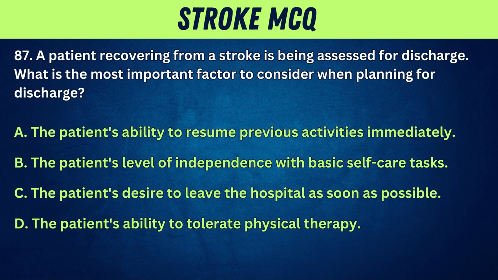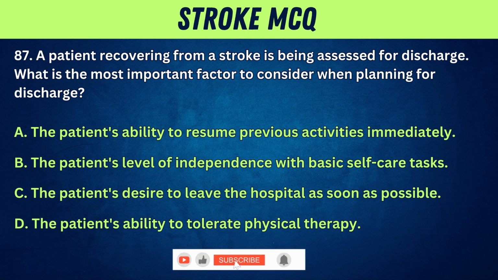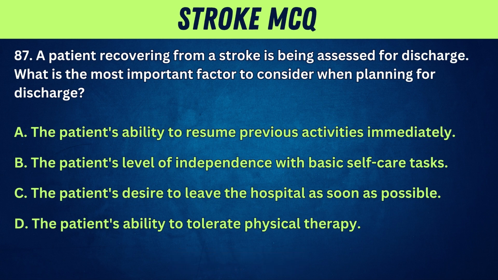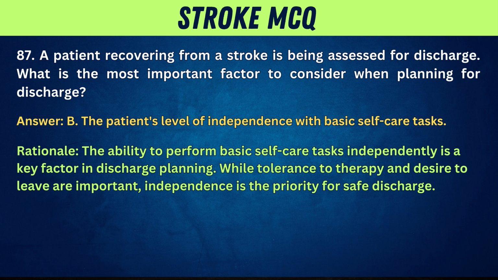What is the most important factor to consider when planning for discharge? A. The patient's ability to resume previous activities immediately. B. The patient's level of independence with basic self-care tasks. C. The patient's desire to leave the hospital as soon as possible. D. The patient's ability to tolerate physical therapy. Answer: B. The patient's level of independence with basic self-care tasks.